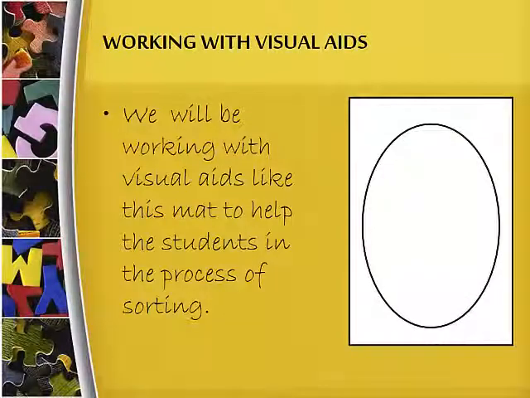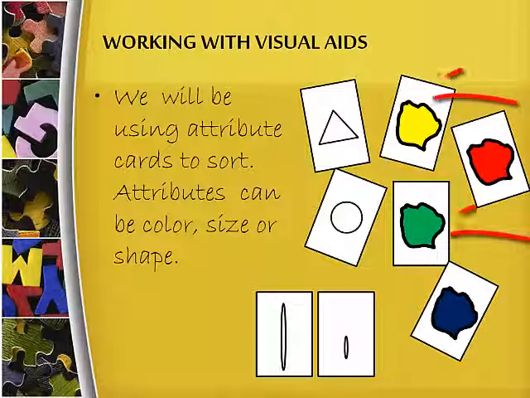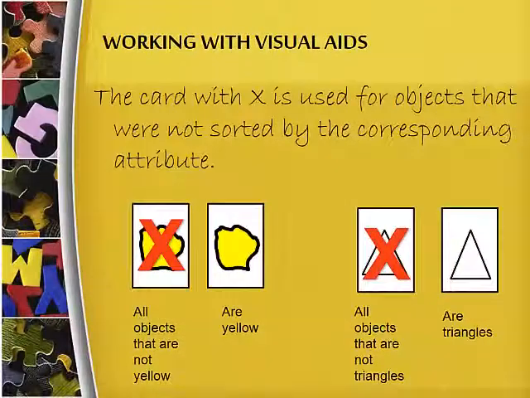Working with visual aids. We work with visual aids to help the students in the process of sorting. In this case, we use a circle, a square, etc. We use attribute cards. In the color attribute, we use an irregular shape in order not to confuse it with other shapes. We can sort objects that have an attribute or objects that do not have the attribute.